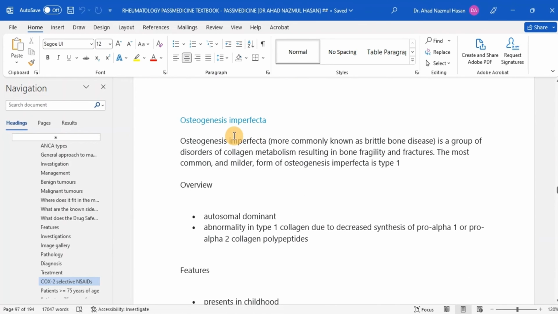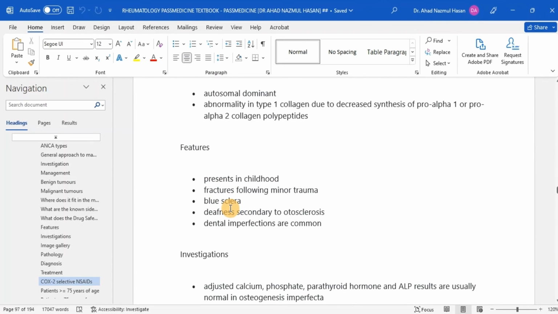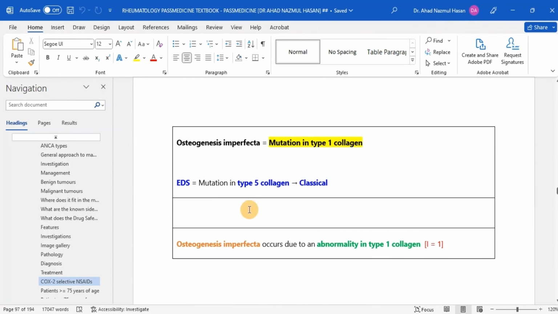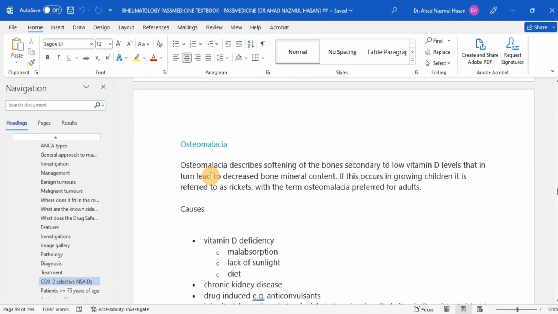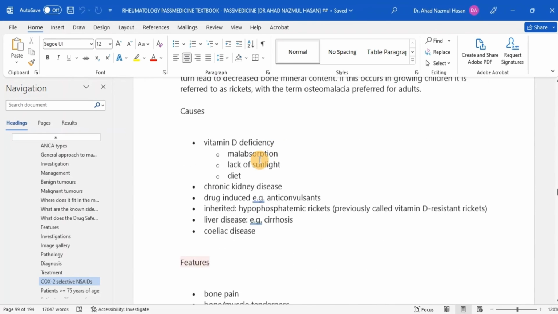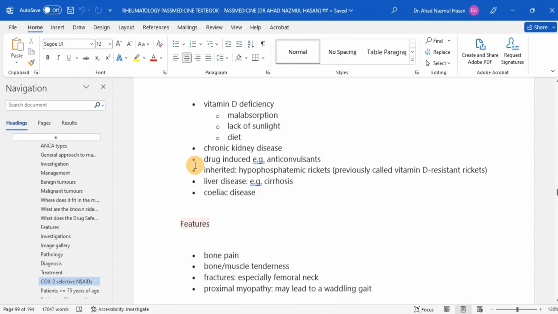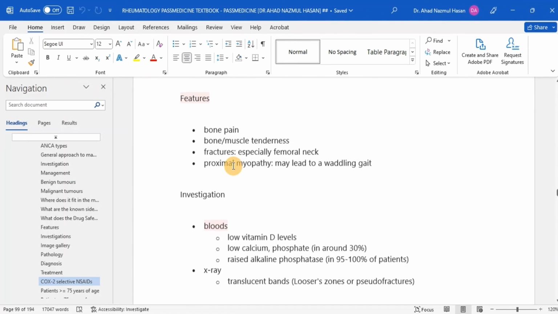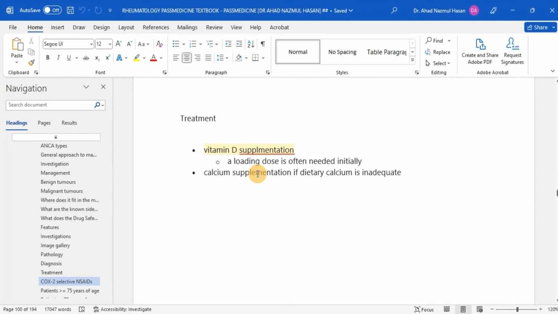Next one is osteogenesis imperfecta, which occurs due to the defect in type 1 collagen fiber. And this will also come up with the blue sclera. Next one is osteomalacia. Osteomalacia is a 5-star topic. Overview: causes, especially the vitamin D deficiency or commonly seen in the vegetarian diet. Features, laboratory findings, X-ray will show the translucent band or features of pseudofracture. Treatment is with the vitamin D and calcium supplementation.